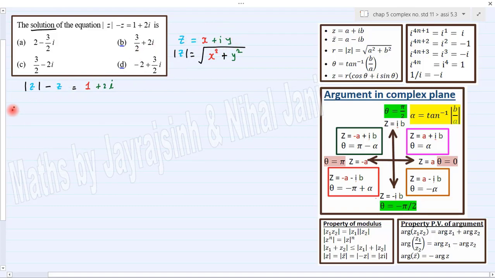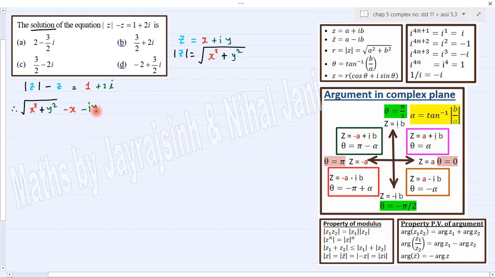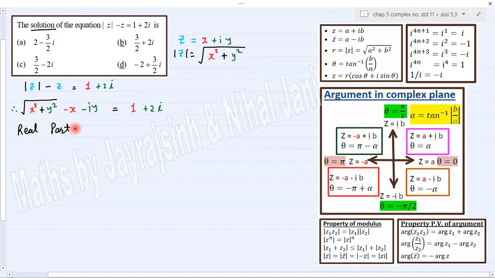Now let's substitute the values. Your mod z is simply under root of x square plus y square, and your minus z is minus x minus iy, which is equal to 1 plus 2i. Now, to get the values of x and y, let's compare the real part of both sides. On the left hand side, your real part is under root of x square plus y square minus x, which should be equal to the real part of the right hand side, which is 1.